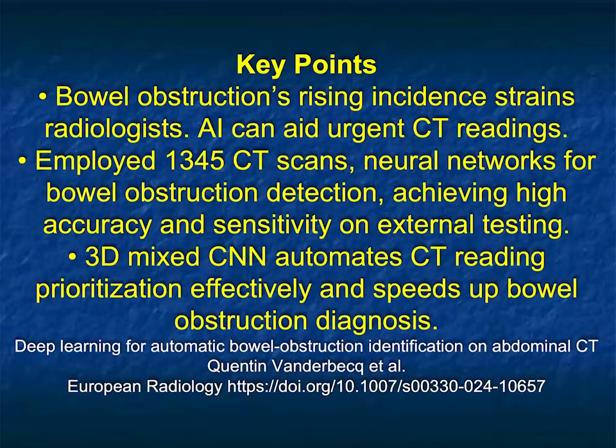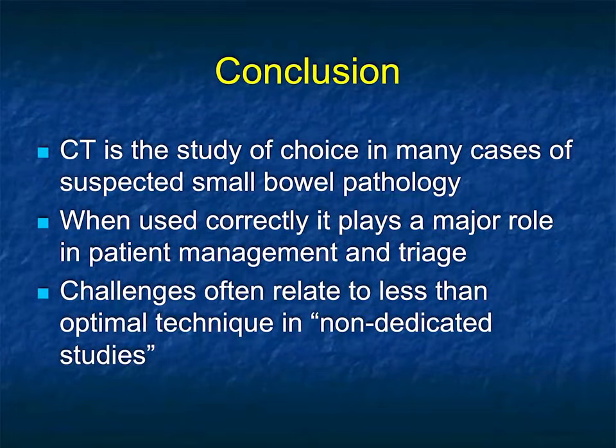And again, this article suggests that perhaps it could be helpful, particularly for radiologists with less experience. AI can aid urgent CT readings. 3D mixed convolutional networks, CNNs, automate CT reading prioritization effectively and speed up bowel obstruction diagnosis. So one of their points is perhaps if AI can look at the cases first, and if you have a busy list or you can't get through cases today, it would say, oh, I'm worried about bowel obstruction, I'm worried about complications, and move it to the front of the list. I think for triaging cases, AI may indeed be ideal.